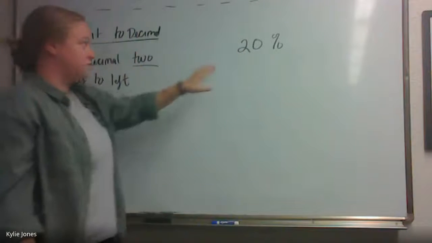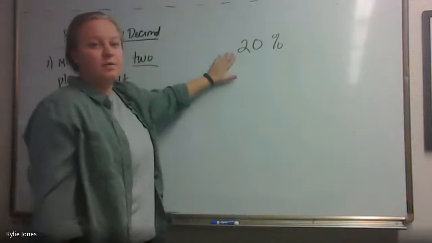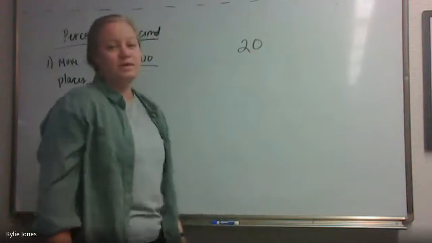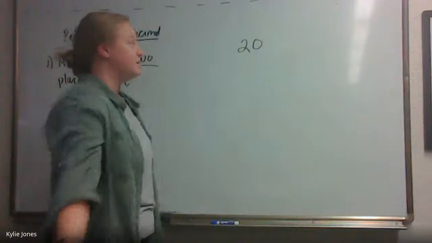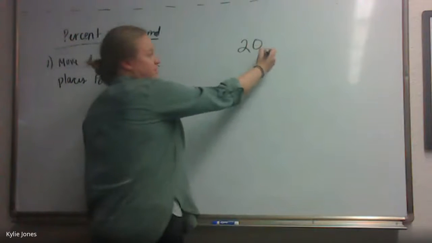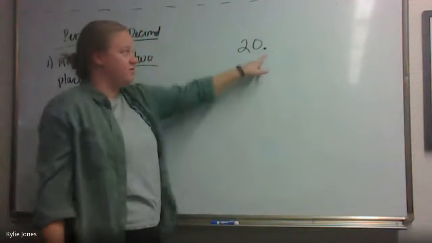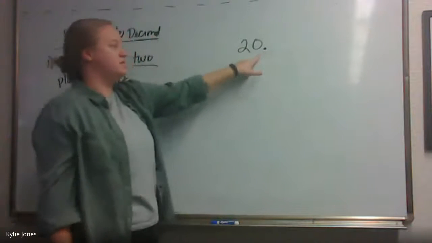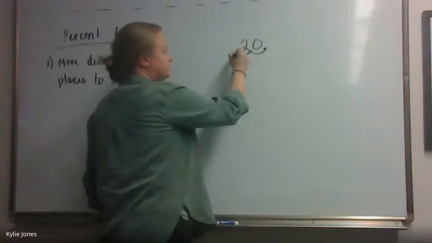So the next one we have 20%. The first step you can do is just to get rid of the percent. You won't need it after you're done with this. Then we need to make sure we add our decimal in. The decimal is at the end of a whole number. And then do I move it to the right or to the left? To the left 2 times.